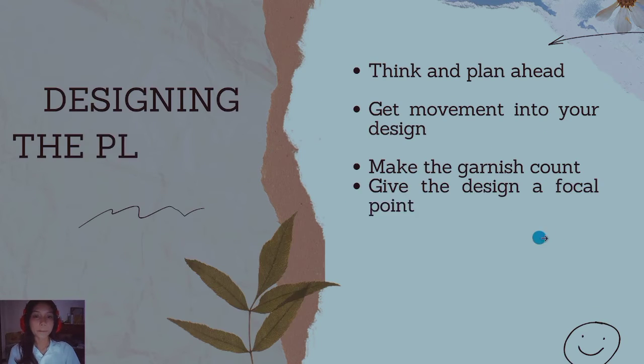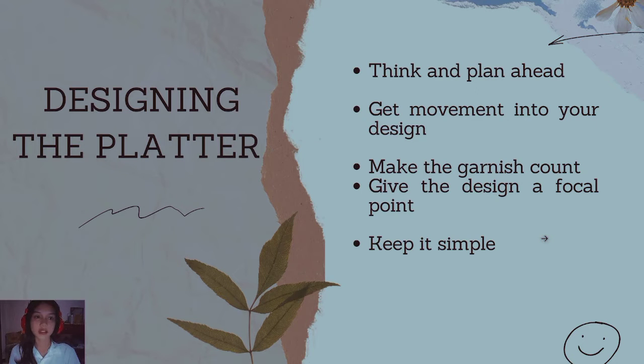Okay, so there are 5 steps in designing the platter. The first one is think and plan ahead. In this step, make a sketch by dividing the tray into 6 or 8 sections or anything you want. This will help you lay out a balanced and symmetrical design. Mas mabuti talaga na pag-iisipan at pagplaplanuhan natin ang gagawin kasi nakakatulong ito sa atin to lay out a balanced and also symmetrical designs. And the sketch should indicate the centerpiece, slices of foods, and garnishes.